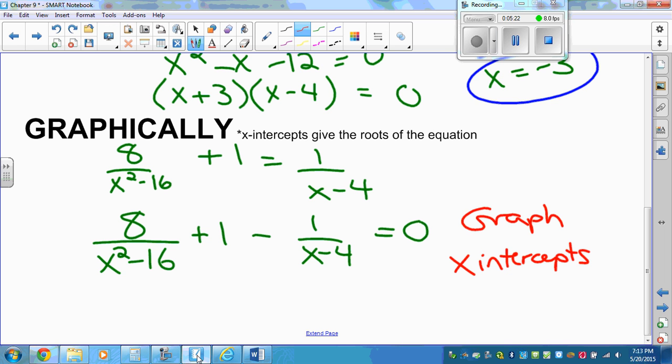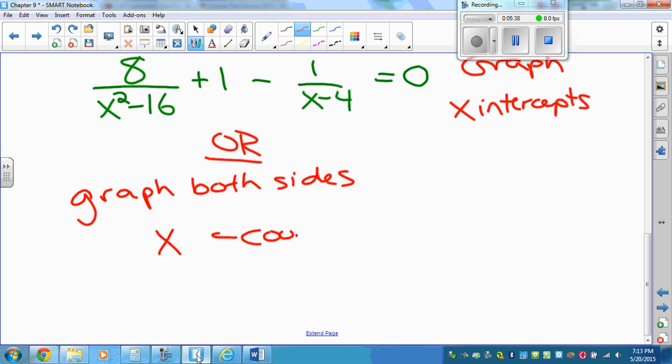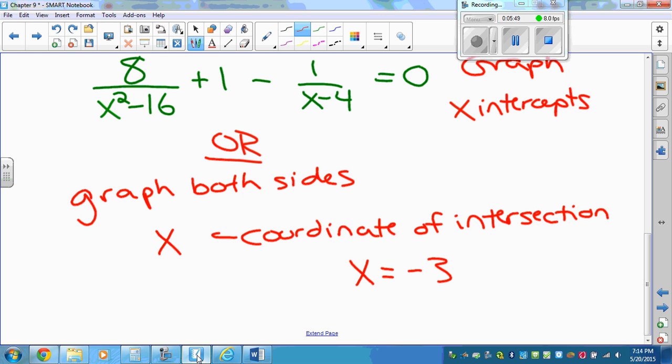Or my other strategy is graph both sides, and we're going to do the x coordinate of intersection. We did that, and we also got x to be negative 3. Okay. Let's try another one.